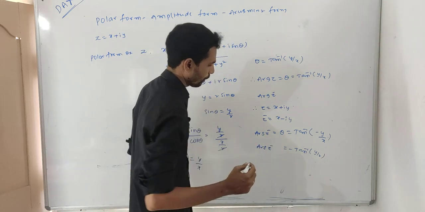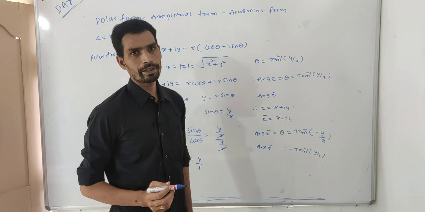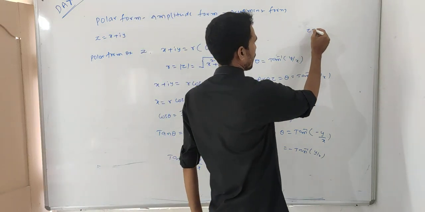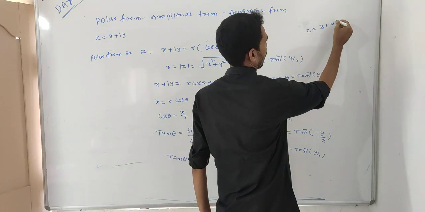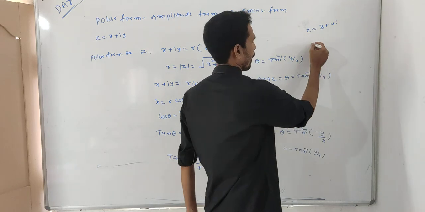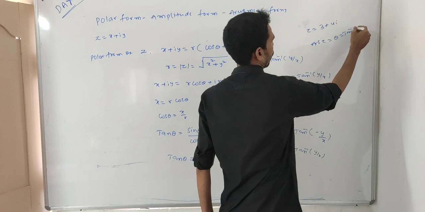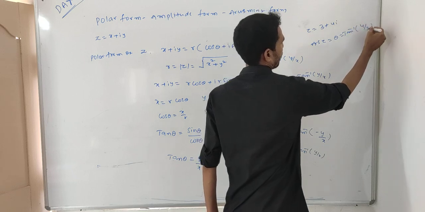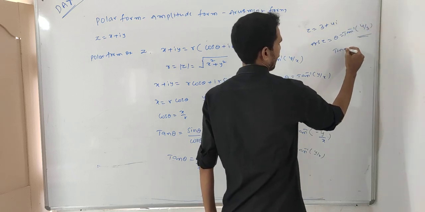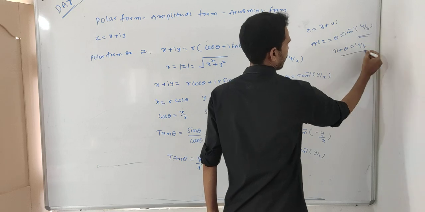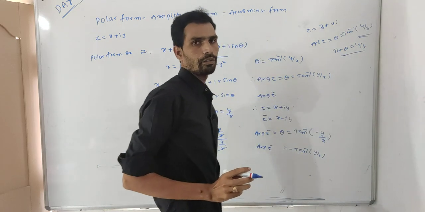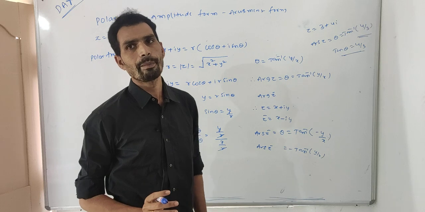Arg z bar is equal to minus tan inverse of y by x. For example, they give z is equal to 3 plus 4i. What is the arg of z? Arg z is equal to theta is equal to tan inverse of y by x. Y by x means 4 by 3. Indirectly tan theta is equal to 4 by 3 only. This is the argument form or polar form or amplitude form.